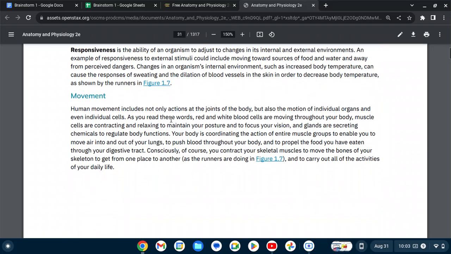Responsiveness. Responsiveness is the ability of an organism to adjust to changes in its internal and external environments. An example of responsiveness is external stimuli. Responses to external stimuli could include moving towards sources of food and water and away from perceived dangers. Changes in an organism's internal environment, such as increased body temperature, can cause the responses of sweating and the dilation of blood vessels in the skin in order to decrease body temperature, as shown by the runners in Figure 1.7.